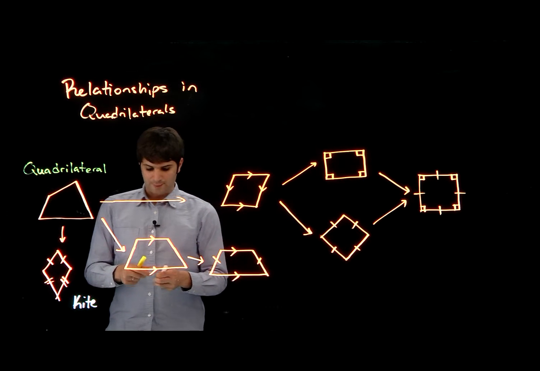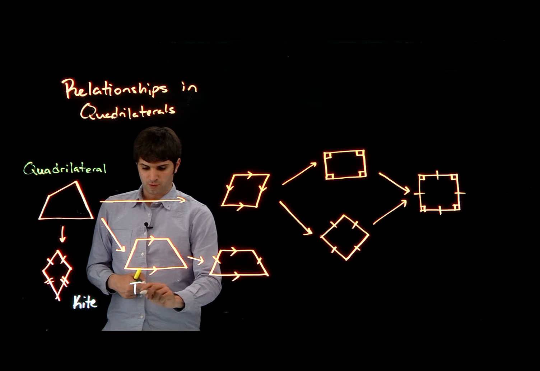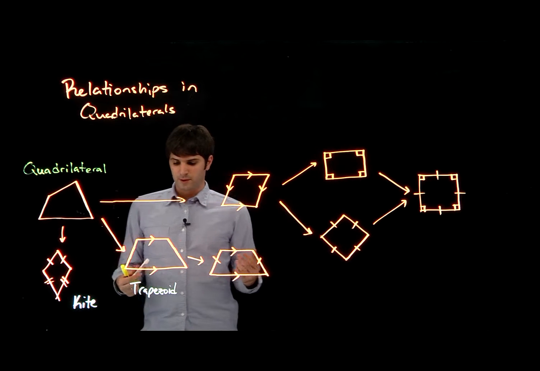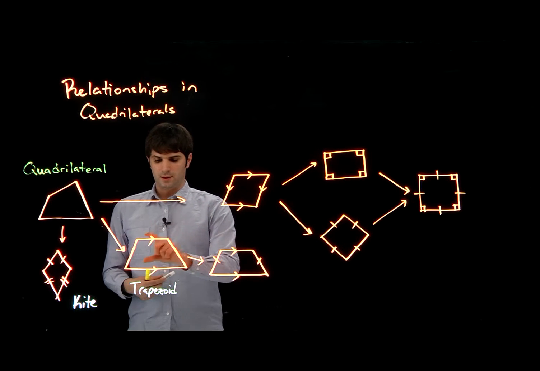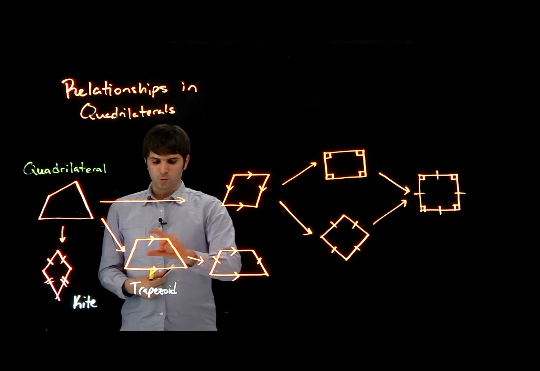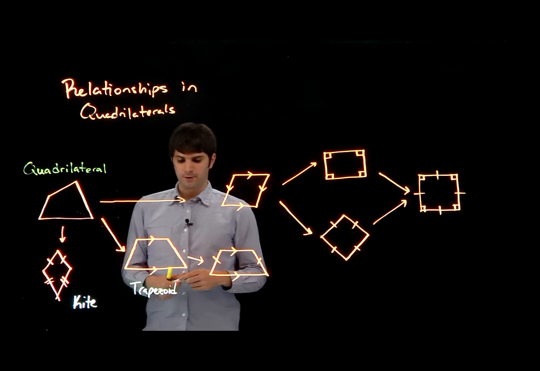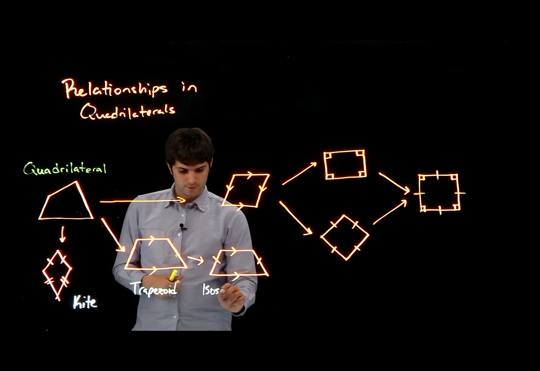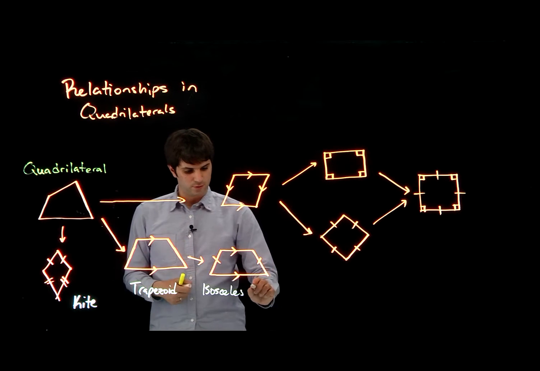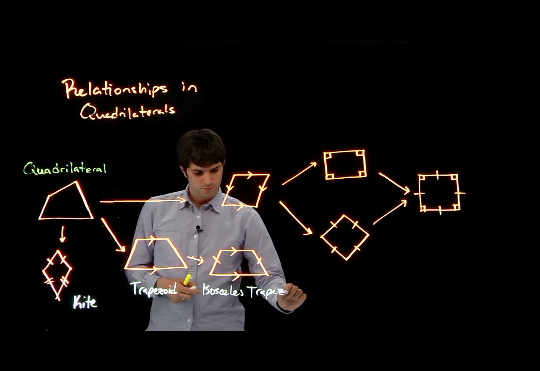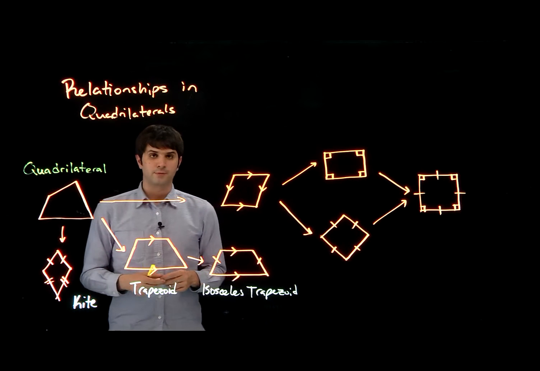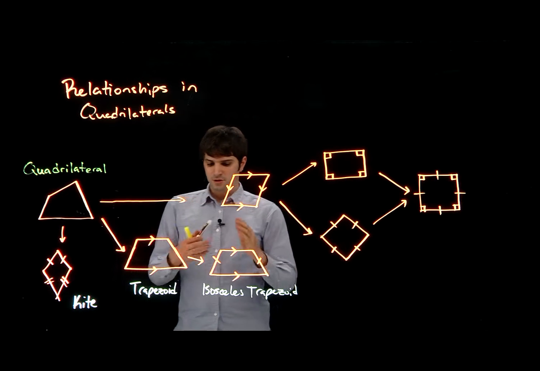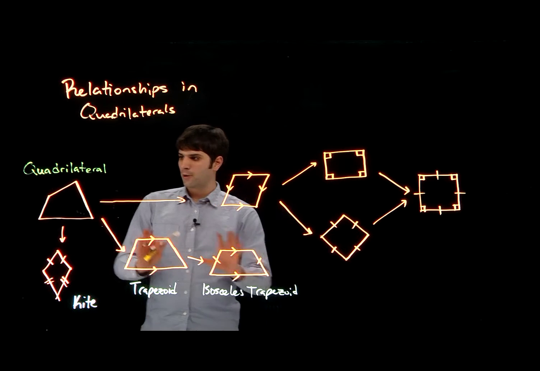We also have trapezoids. So trapezoids. Okay. So a trapezoid is when we have exactly one set of opposite sides that are parallel. Okay. We also have a special case of trapezoids, which is an isosceles trapezoid. Okay. So an isosceles trapezoid is a trapezoid where the other two sides, the non-parallel sides, are congruent. So we have trapezoids, isosceles trapezoids. These are all part of quadrilaterals.